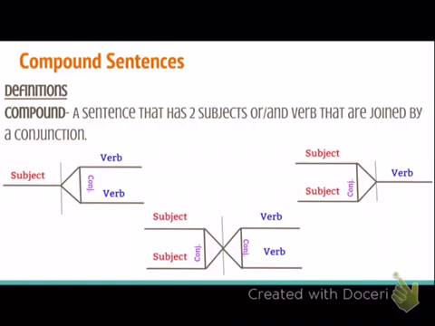Definition. Compound: a sentence that has two subjects or verbs that are joined by a conjunction. So, as you see here, first we're going to look at compound verbs in a sentence, and we're going to diagram it. So always at the left, on the line, we're going to put our subject, and we're going to have a vertical line going through all the horizontal line.